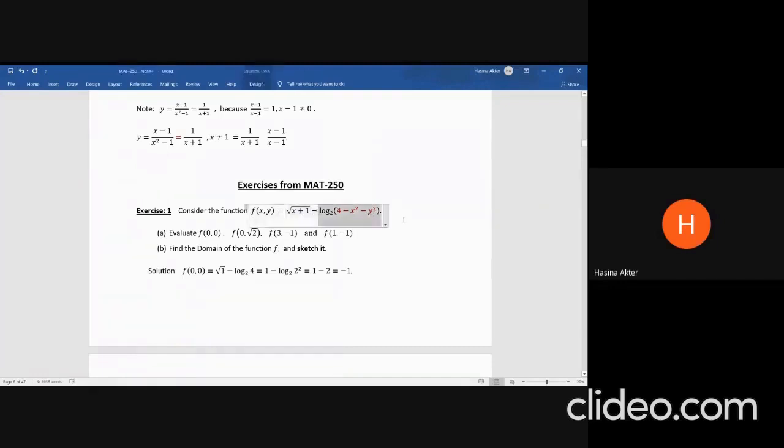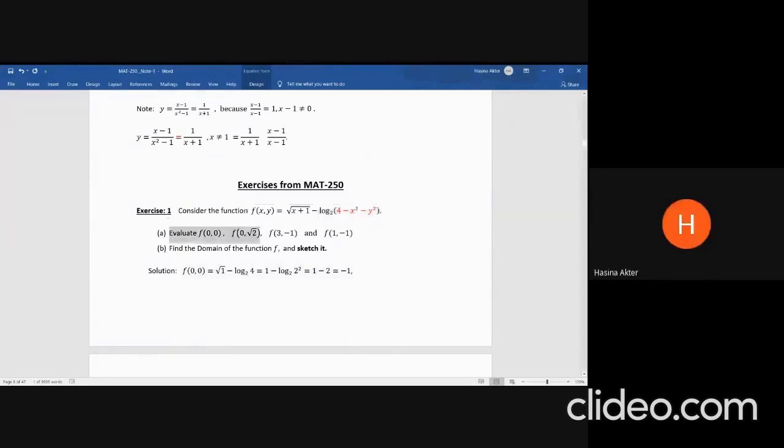So since there are two inputs, the dimension of the domain is 2. That means since inputs are denoted by x and y, the domain will be a subset of the xy plane. Is that clear? Yes, miss. Okay, so now there are two parts of the exercise.